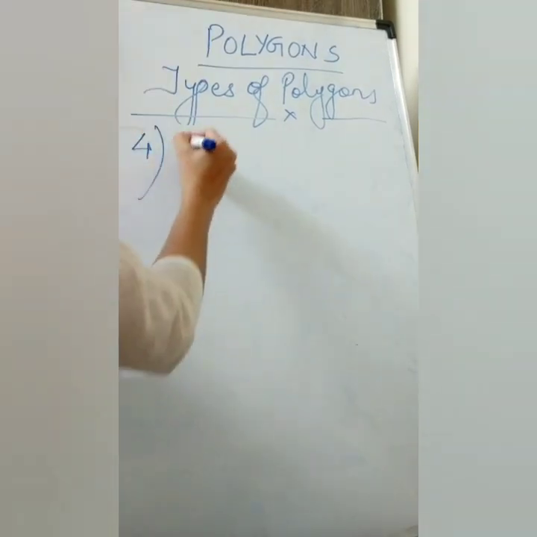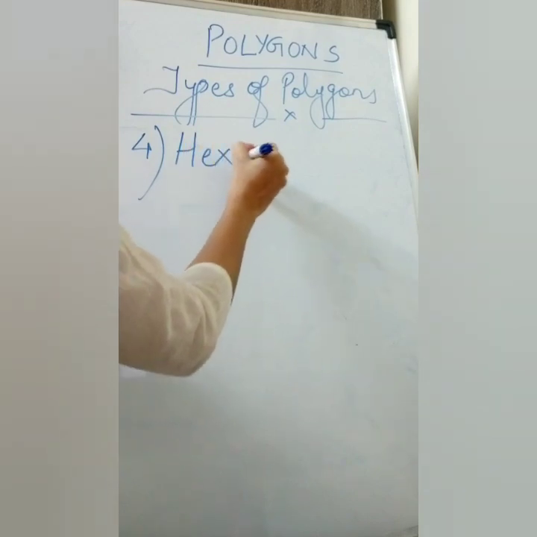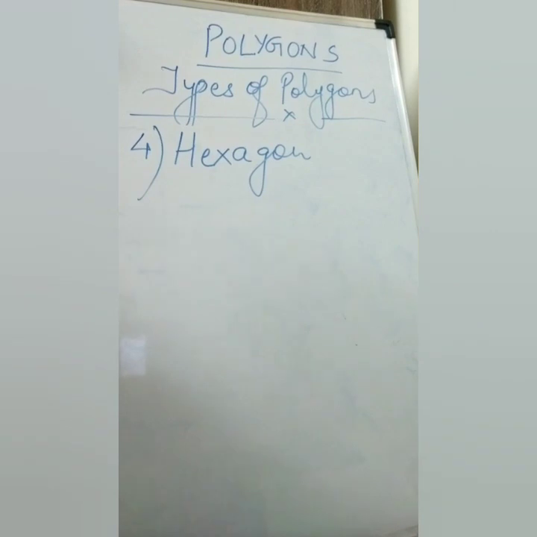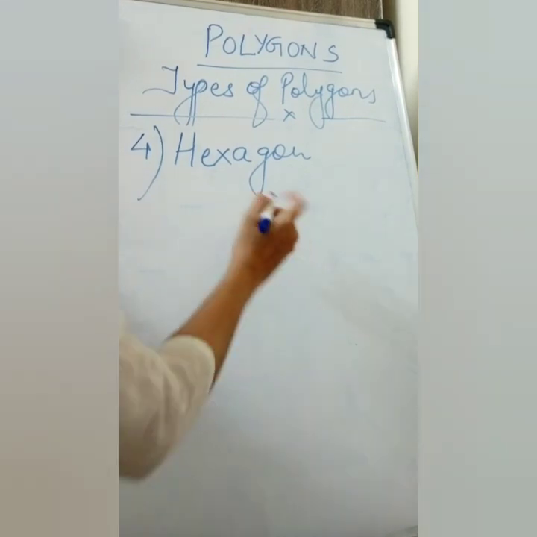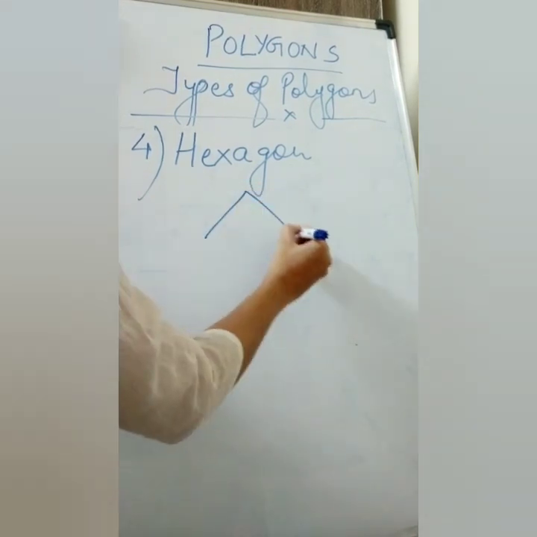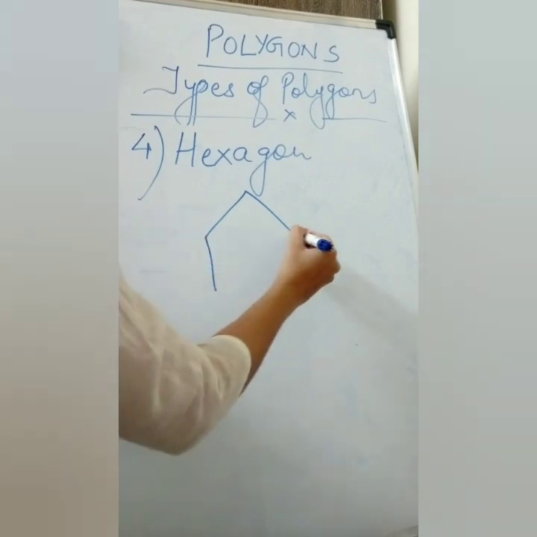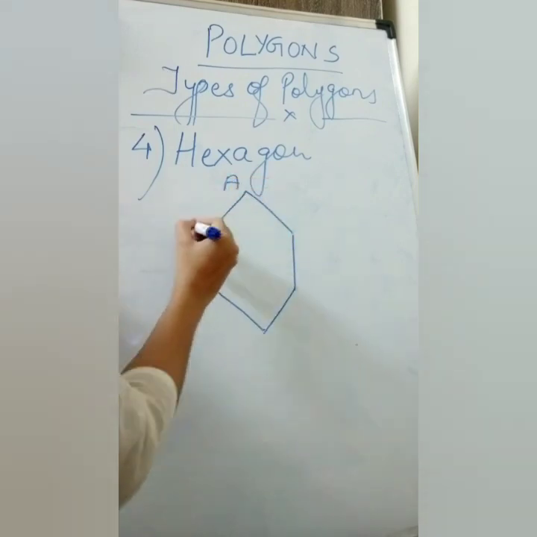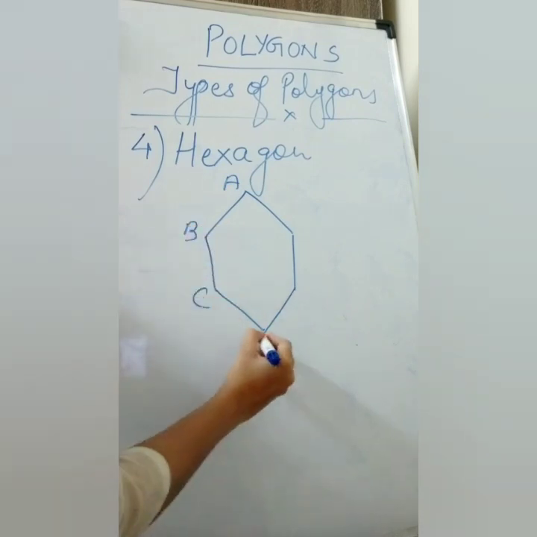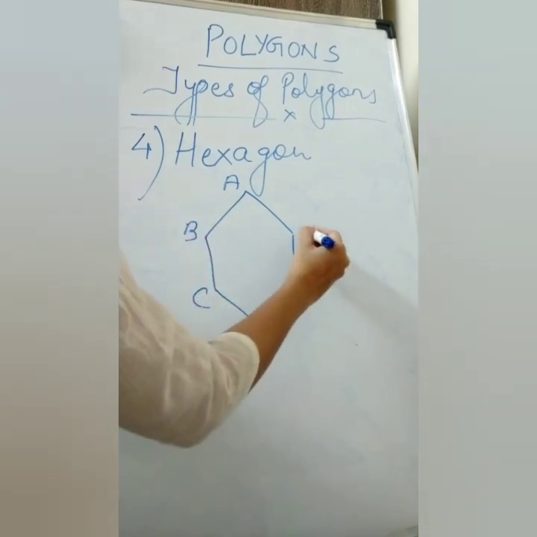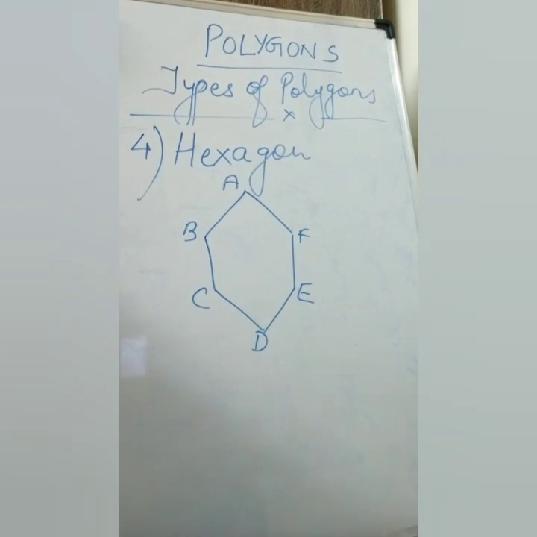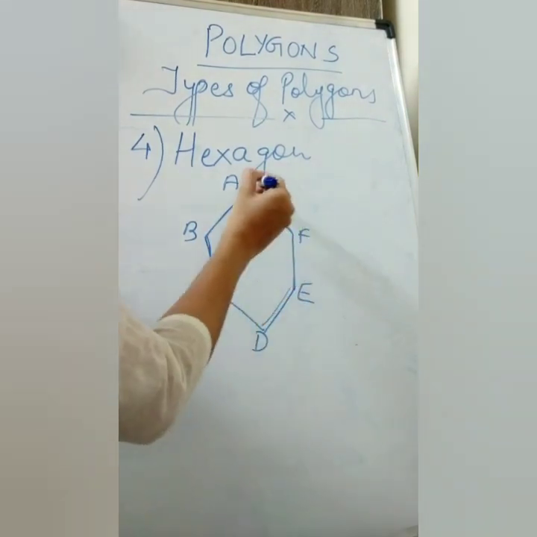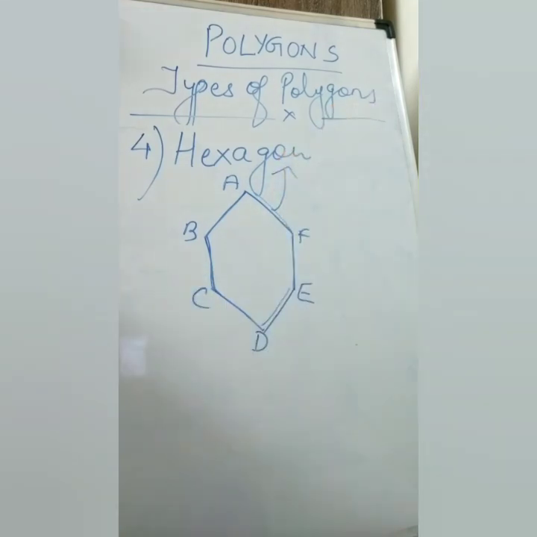Now number 4 is hexagon. Hexa means 6 sides. So a hexagon is also a closed figure with 6 line segments. 1, 2, 3, 4, 5, 6. A, B, C, D, E, F. So a closed figure with how many line segments? 1, 2, 3, 4, 5, 6 line segments. They are called hexagon.